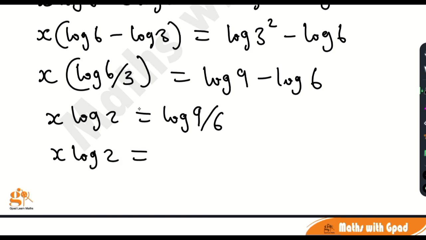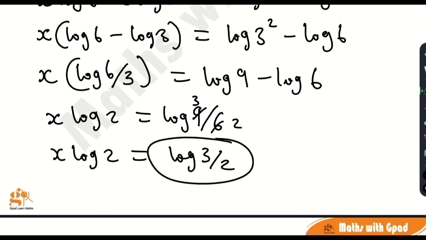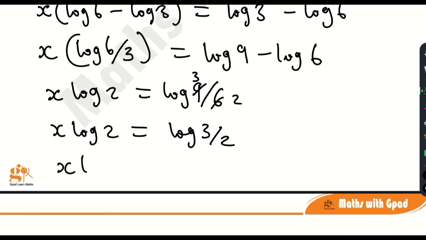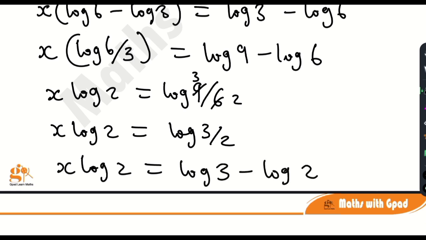Okay, let's just simplify this. 9 over 6 is 3 over 2. So you have log 3 over 2. Now, before I divide both sides by log 2, I want to write this to this form. Division law again. I'll just make it minus and put 2 logarithms. So it's going to be, let me just write it here. x log 2 is equal to log 3 minus log 2. You see what I'm doing?